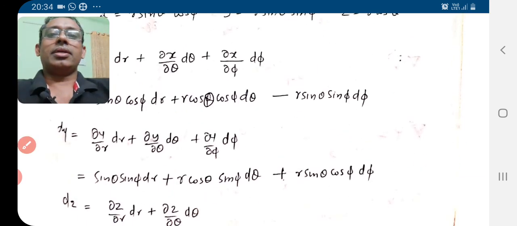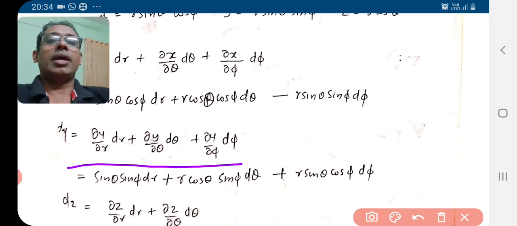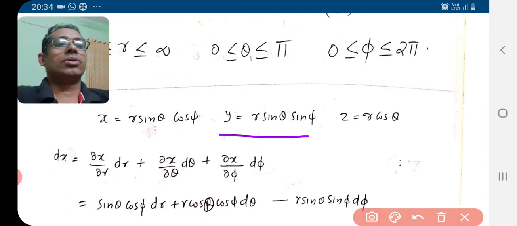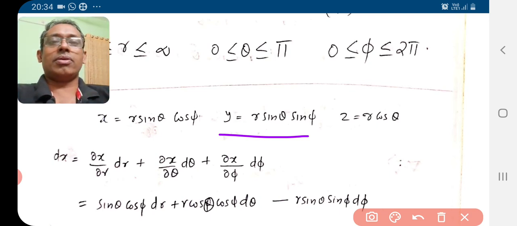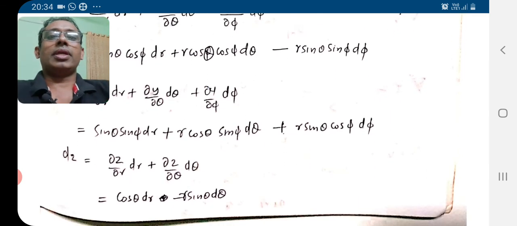Dy is dou y dou r dr, plus dou y dou theta d theta, plus dou y dou phi d phi. And we know what y is. All these things we can calculate, and we will get this.